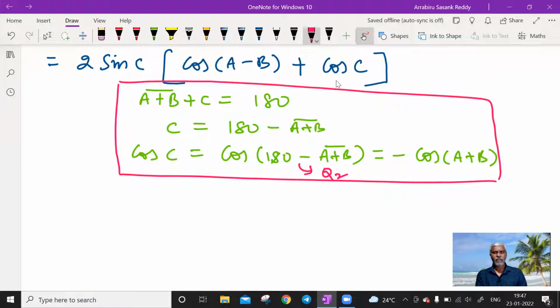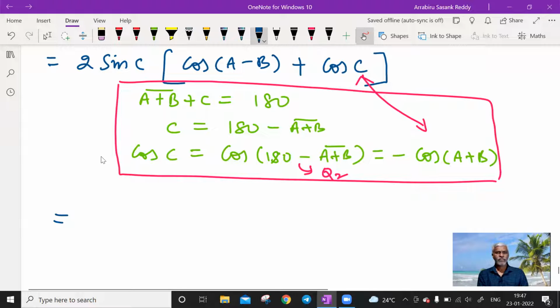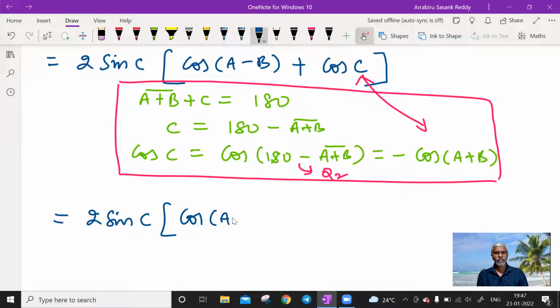So above, write minus cos(A plus B) in place of cos C. Now 2 sin C as it is, and cos(A minus B) as it is, plus, in place of cos C, write minus cos(A plus B).